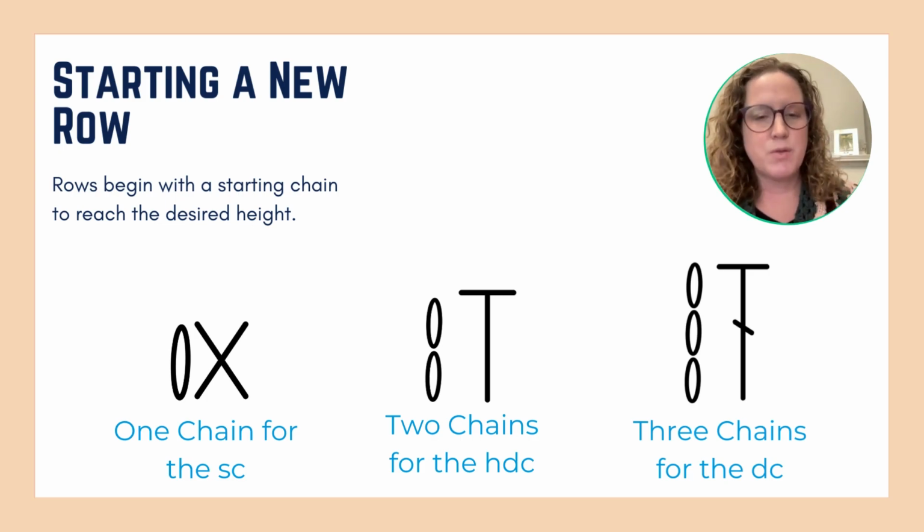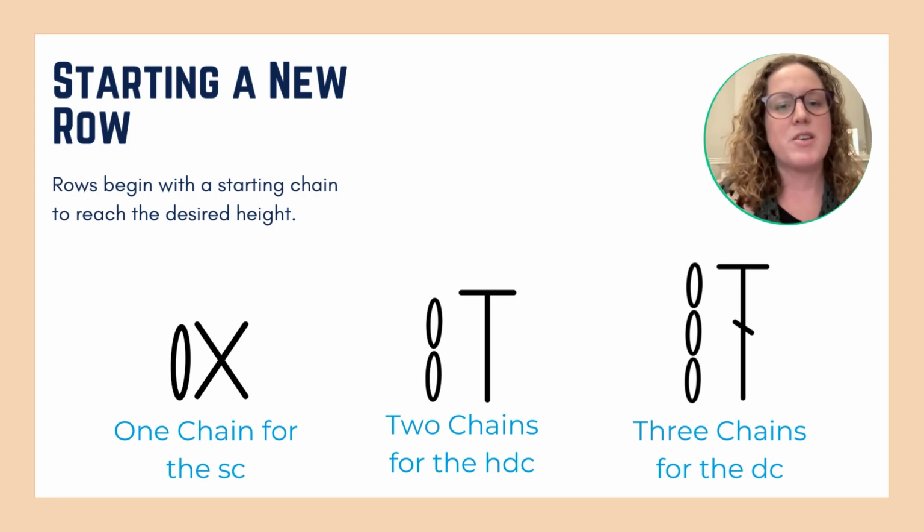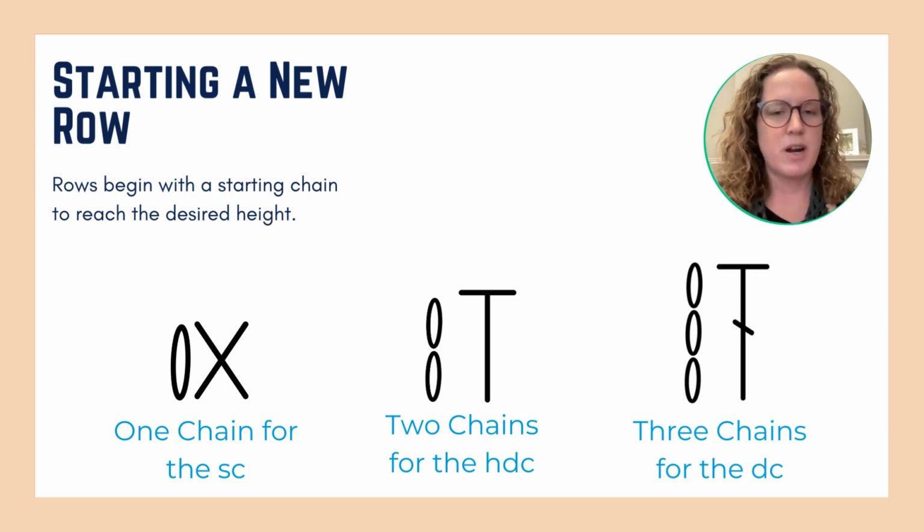So a general rule, it's not true for every single pattern out there, but for the most part, you're going to see that a single crochet is going to line up with exactly one chain. So anytime you start a new row of single crochets, you're going to create a chain of one, and then you'll start with your single crochet. Anytime you create a half double crochet, you are going to create a chain of two, and then you'll make your first half double crochet. And anytime you want to make a double crochet, you'll start with a chain of three, and then you'll create your double crochet.